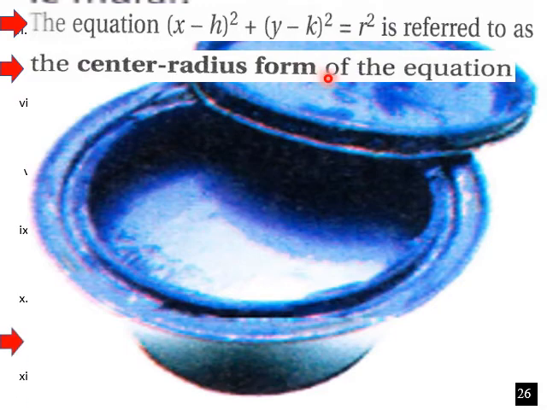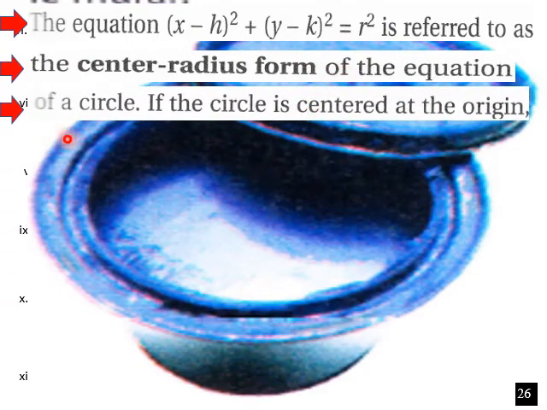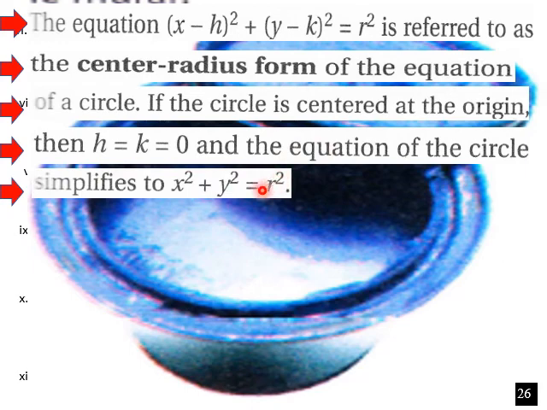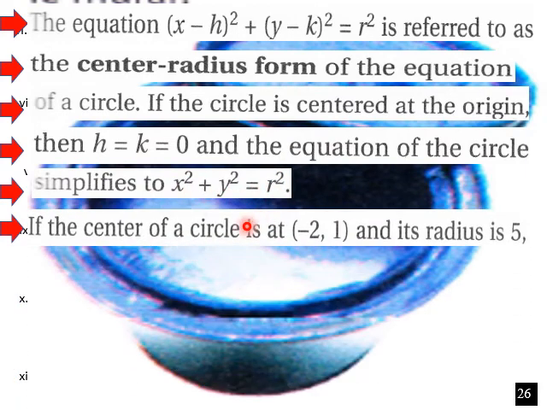The equation (x − h)² + (y − k)² = r² is referred to as the center radius form of the equation of a circle. If the circle is centered at the origin, then h = k = 0, and the equation of the circle simplifies to x² + y² = r².